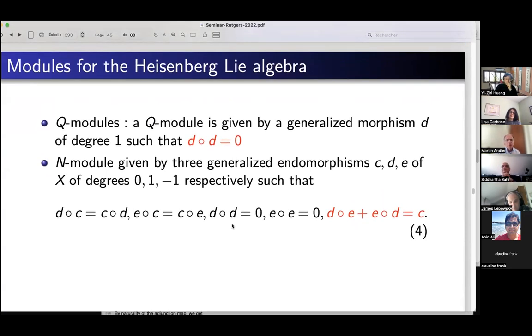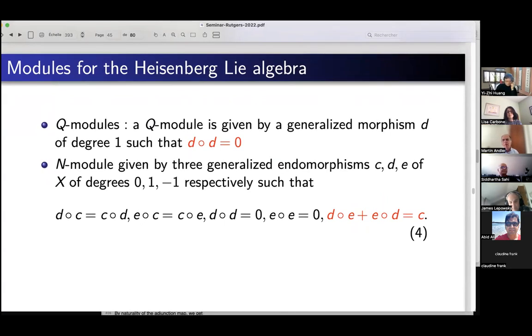Now, an N module, remember N is the Heisenberg Lie algebra. An N module is given by three generalized endomorphisms, C, D, and E, which verify certain relations. Martin, I should point out that for some people who know Lie superalgebras, this Heisenberg superalgebra is also the same as SL11. Yes, the Lie superalgebra SL11, but it's some categorical version of that.